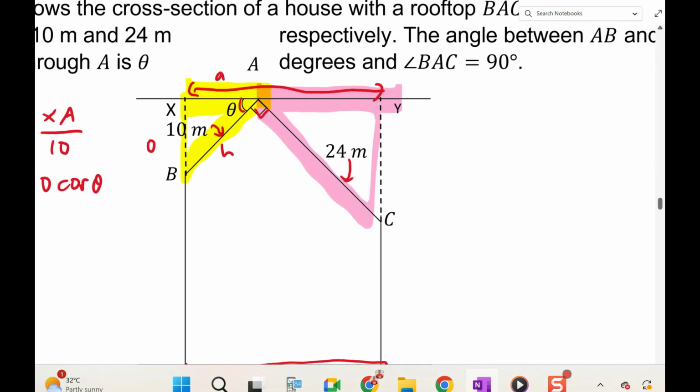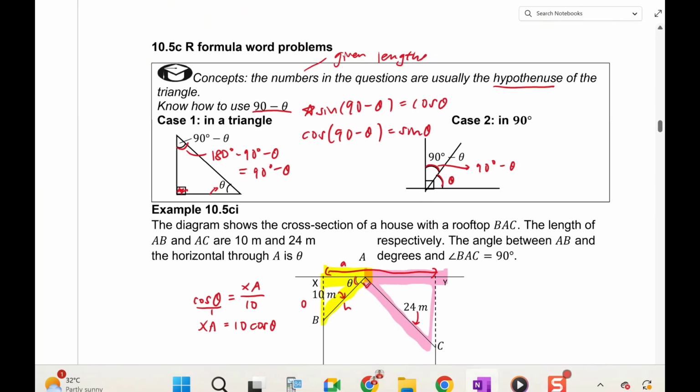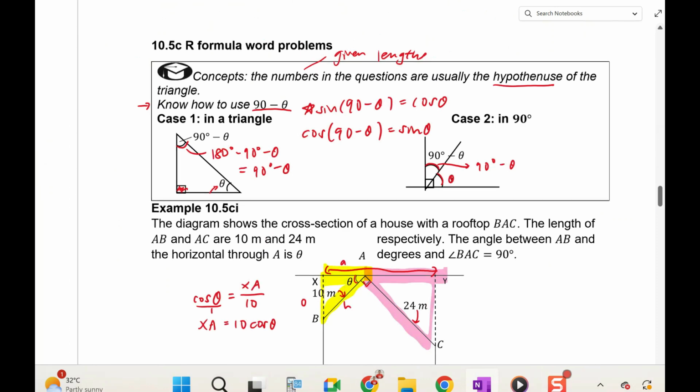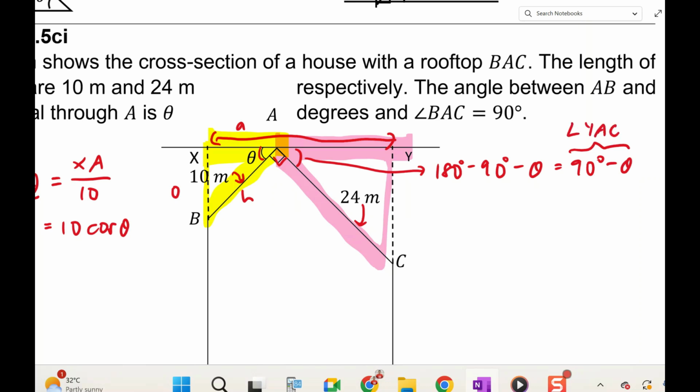Moving on to finding AY. This is where we have to apply concept 2, knowing how to use 90 minus theta. XAY is clearly a straight line, and the angles on a straight line add up to 180. We have theta and a right angle within that straight line. So in order to find this angle, it will just be 180 minus 90 minus theta, which is equal to 90 minus theta. So we know that YAC is equal to 90 degrees minus theta.